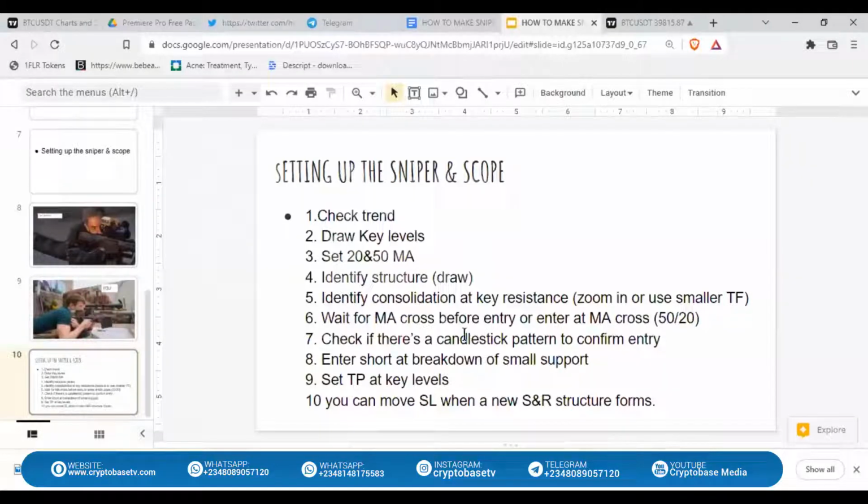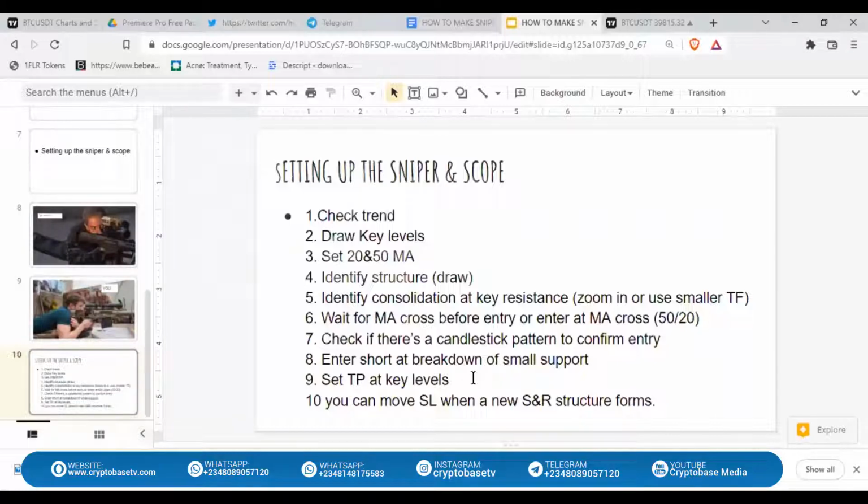And then you wait for your moving average crossing. If the 20-day moving average is below the 50-day moving average, you are right. That's the first confirmation. The second confirmation is when you see a candlestick chart pattern. The third confirmation is where there is a breakdown of your support, guys. And then you can set your take profits at the key levels that you've drawn earlier.